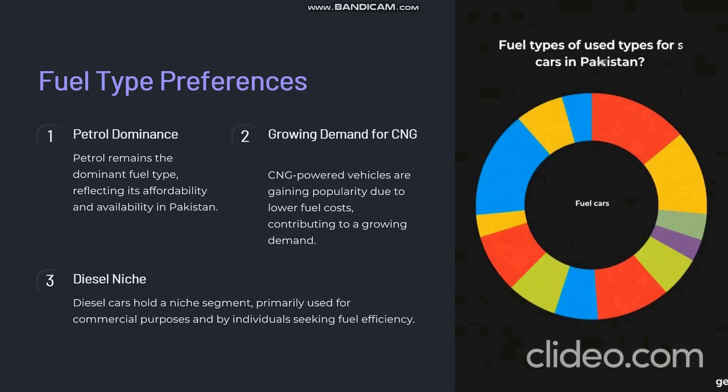So we have fuel type preferences, as we can see that most of the used cars are petrol dominant. That dominant fuel type is reflecting its affordability and availability in Pakistan. On the other hand, we have a growing demand for CNG due to its lower fuel cost. We also have some people who have a niche for diesel, primarily used for commercial purposes and by individuals seeking fuel efficiency.